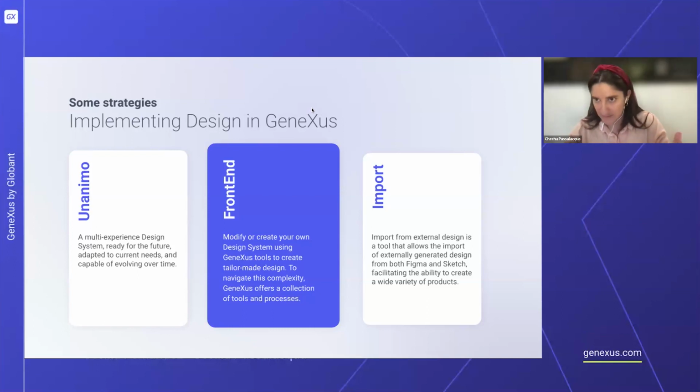I just wanted to share three options. There are more, of course, but these are the three I wouldn't like to say most important, but let's say the most popular in GeneXus to implement design. One is Unanimo. Probably, if you know a little bit about GeneXus, you probably have heard about this. It is a multi-experience design system that is for large projects that can be updated. Today is the default design system for GeneXus.